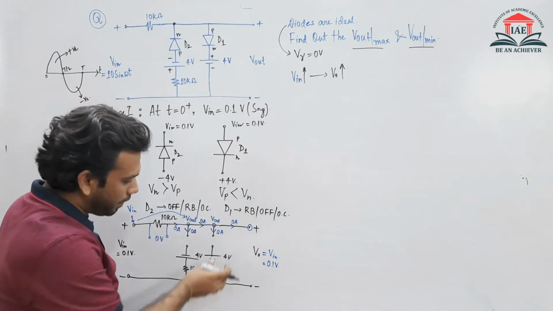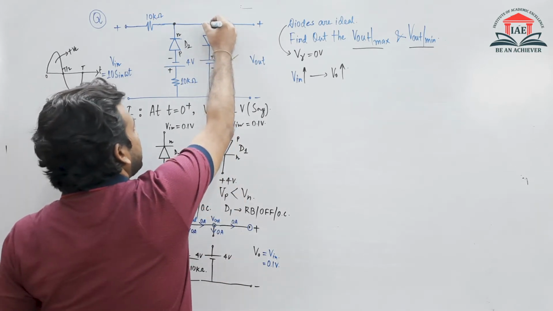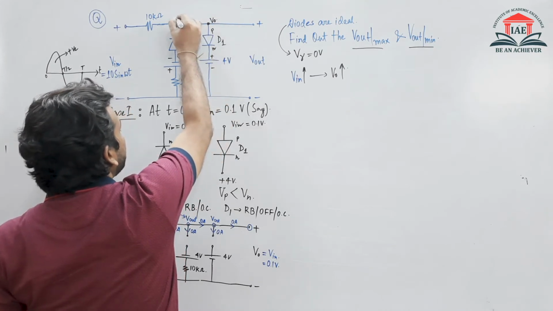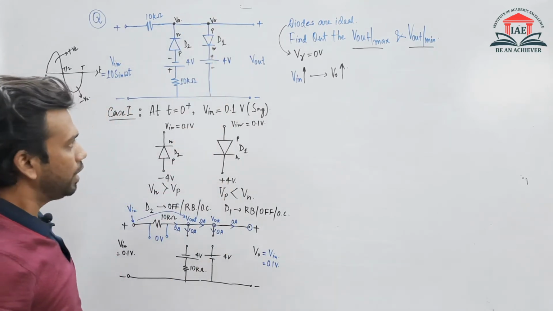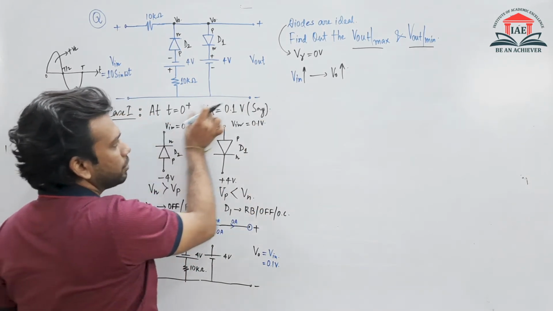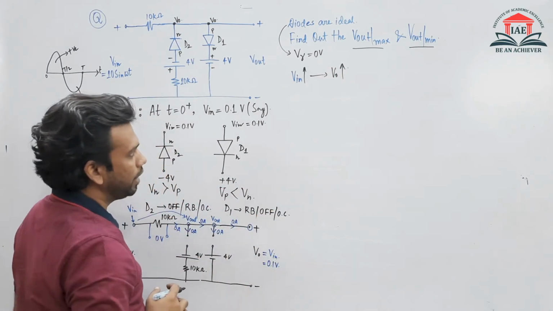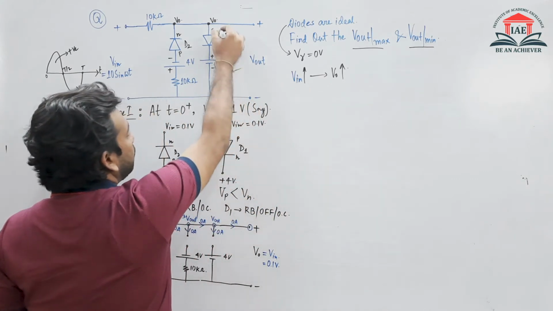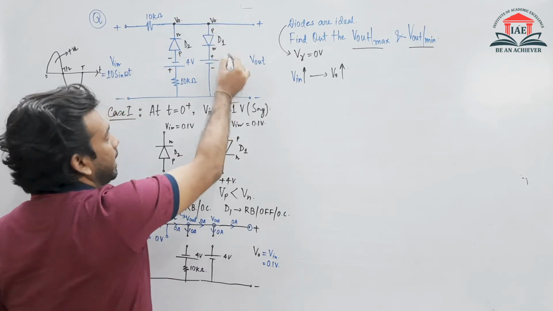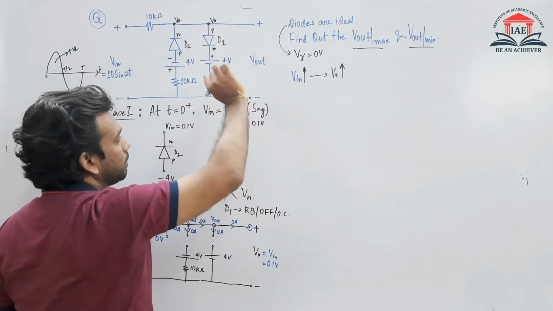You can see from this circuit that the potential at this point is V output. Similarly, the potential at this point is V output. So if the input voltage is increased beyond t equals 0 plus, the output voltage is also increasing because the output voltage equals V input. Now if we look at this diode, if the output voltage is greater than this 4 volt, then this D1 diode will be forward bias.